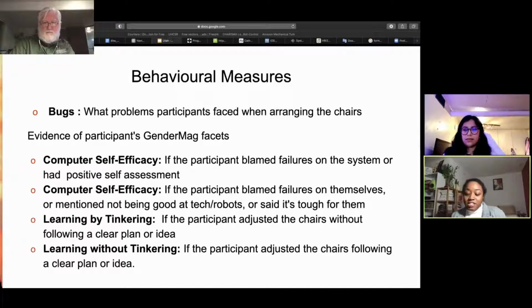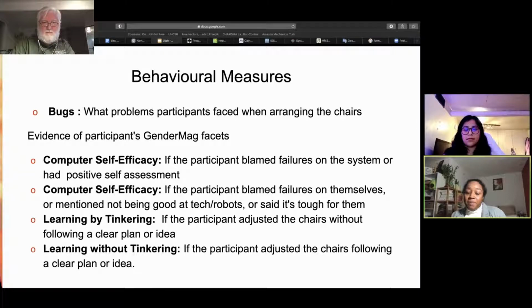In the study, we actually did end up having people who did not believe in gender as a binary thing. We had people with gender non-conforming identities. So we didn't care about gender, and in that study, we only cared about their facets. We looked at, for example, their computer self-efficacy.